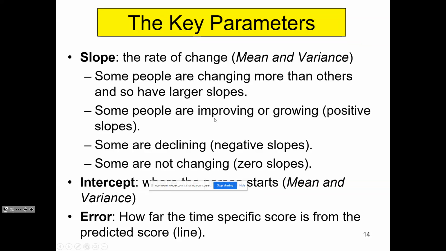We could center things differently. We could ask how fast do they grow and where do they end up? Or we could center at the middle of the data collection and ask, where are people at age 13, because that's a really important point in time for my study, and then how fast do they grow? So you don't have to be centering at the initial time point. And again, the last key parameter is really going to be about error.